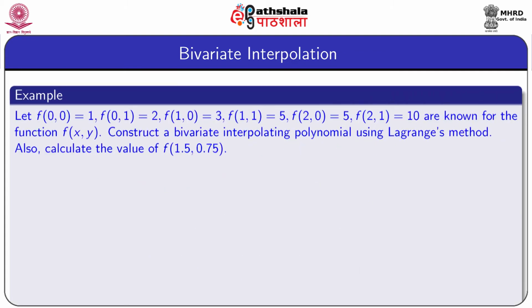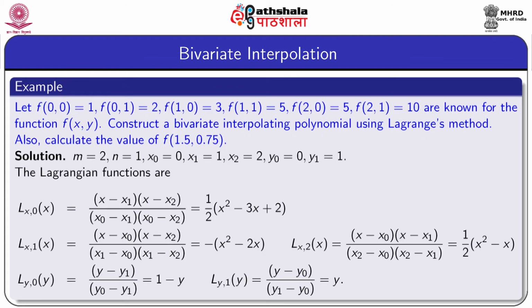Now, we consider an example to illustrate the Lagrange bivariate interpolation method. Let f00 equal to 1, f of 01 equal to 2, f of 10 equal to 3, f of 11 equal to 5, f20 equal to 5, f21 equal to 10 are known. Our problem is to construct a bivariate interpolating polynomial using Lagrange method and also calculate the value of f at x equal to 1.5 and y equal to 0.75.